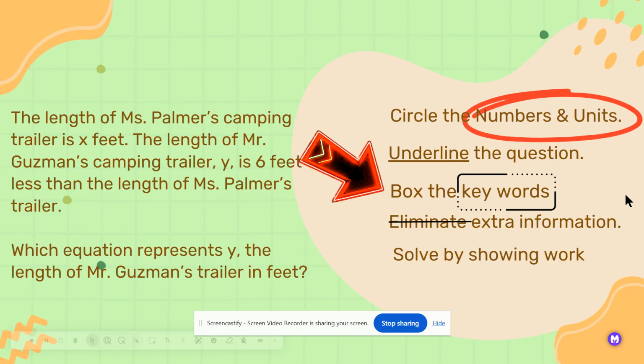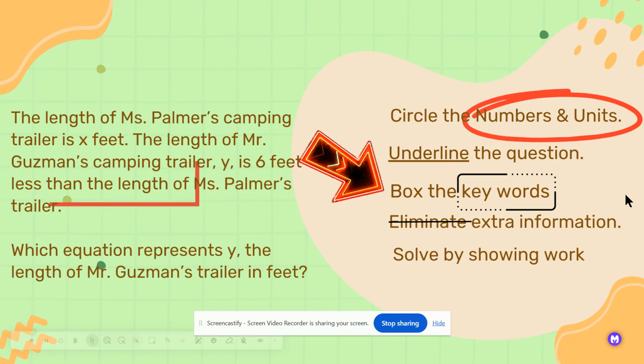Box the key word. So once again, the key word is any word that tells us how to solve our problem. Words that are going to tell us to add, subtract, multiply, divide. Words that are going to tell us it's an equation. Words that will tell us it's an inequality. Vocabulary words, anything that is going to help us solve our problems.